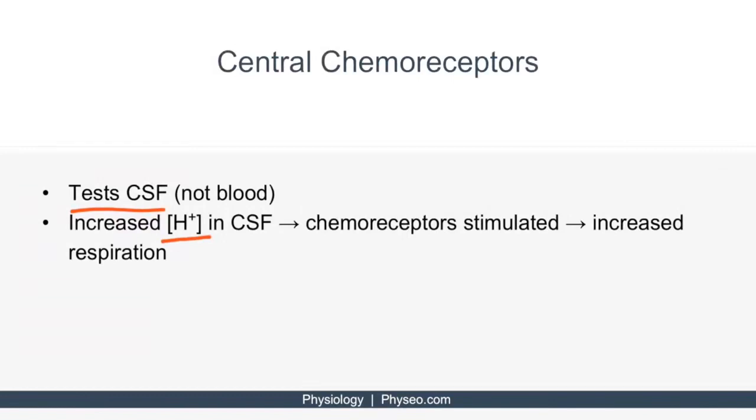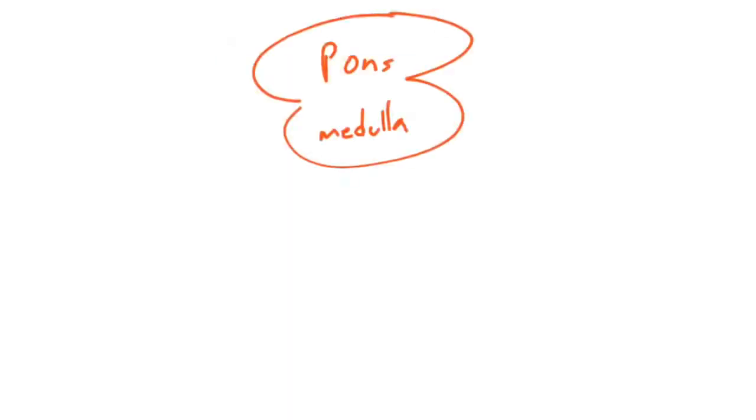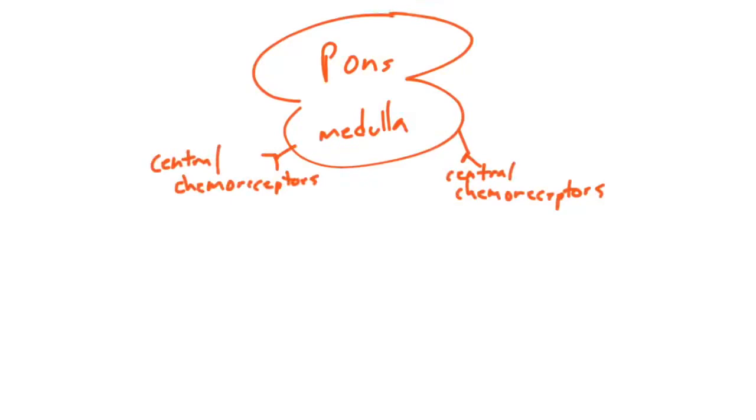And the increased acid will then stimulate the chemoreceptors, and this will lead to increased respiration or increased stimulation of the respiratory muscles. So let's draw this out really quick. So here are the pons and the medulla has chemoreceptors. And these chemoreceptors are sensitive to increased concentrations of hydrogen ions or increased acid. It is also indirectly stimulated by increases in CO2 concentration. CO2 can actually cross the blood-brain barrier.